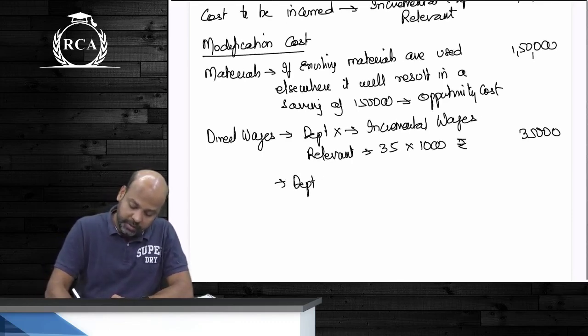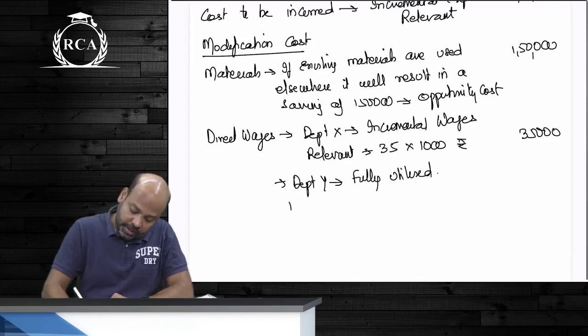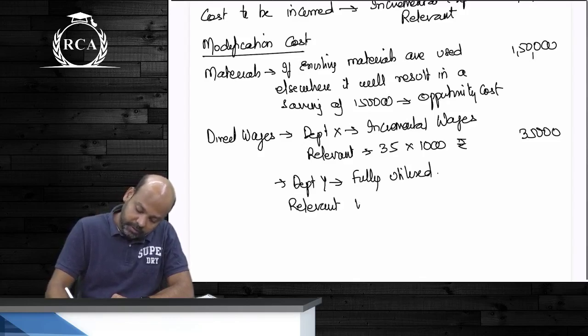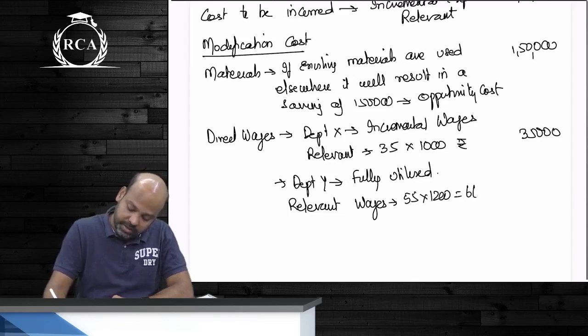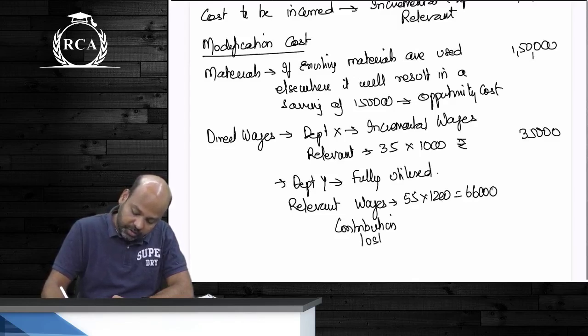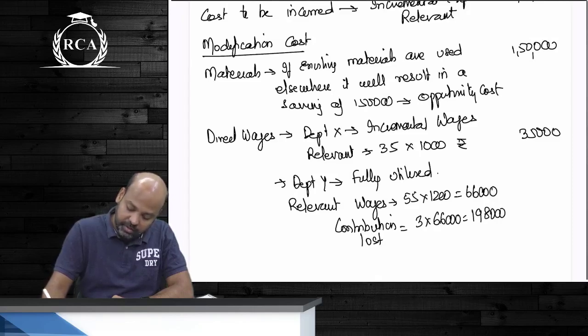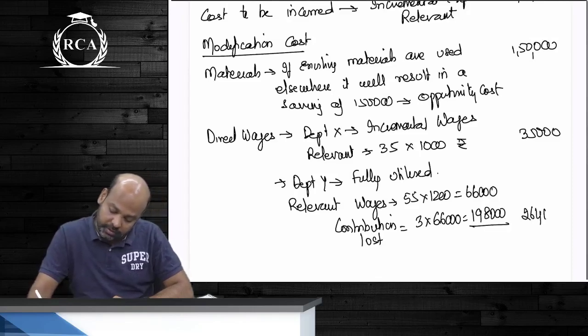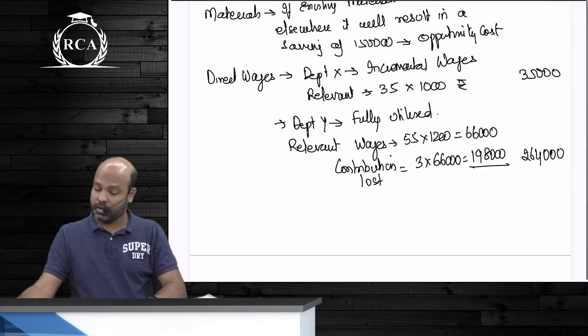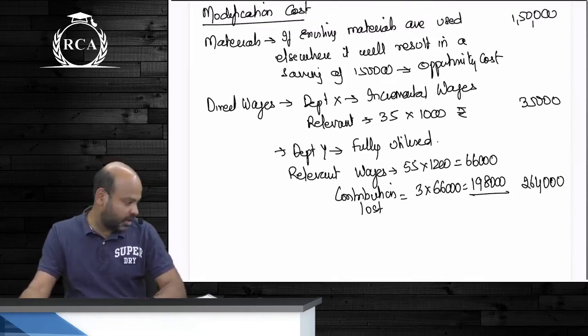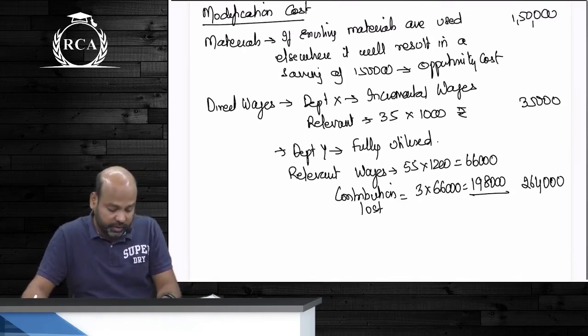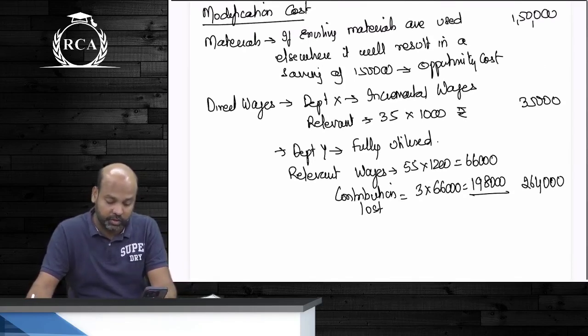Department Y is fully utilized. So relevant will be what? Wages, 55 into 1200, 66,000, plus contribution foregone. Contribution lost is 3 rupees for every 1 rupee of wage, 1,98,000. Total 2,64,000. Department X, incremental wages are relevant. Department Y, fully utilized, and that is why contribution lost.